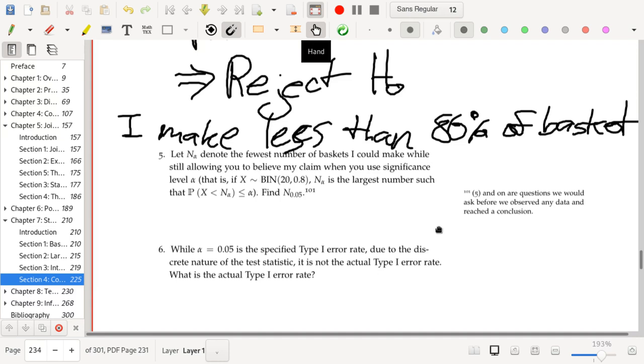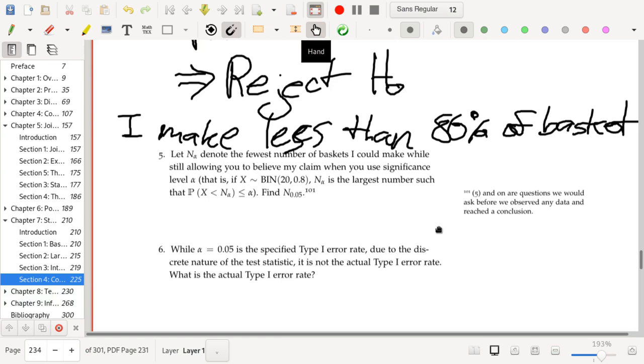Okay, hold on. I just said a bad word. We never accept the null hypothesis. You never say that. I'm trying to find a number that is on the boundary between rejecting and not rejecting the null hypothesis. So this corresponds to saying, all right, I shoot 20 free throws, and if I make less than 15, then you're going to call me a liar. Something like that. So what would that number be?